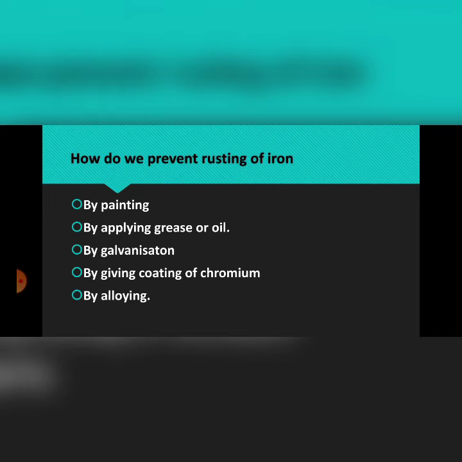Rusting of iron can be prevented by applying grease or oil. When some grease or oil is applied to the surface of an iron object, then air and moisture cannot come in contact with it and hence rusting is prevented. For example, the tools and machine parts made of iron and steel are smeared with grease or oil to prevent their rusting.